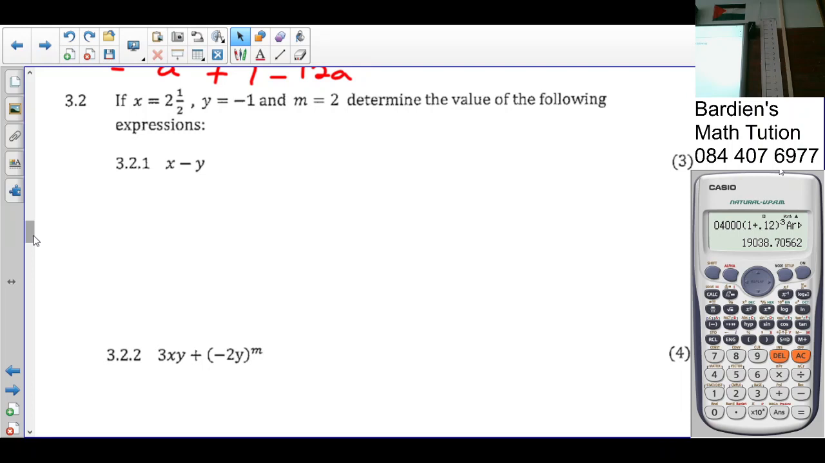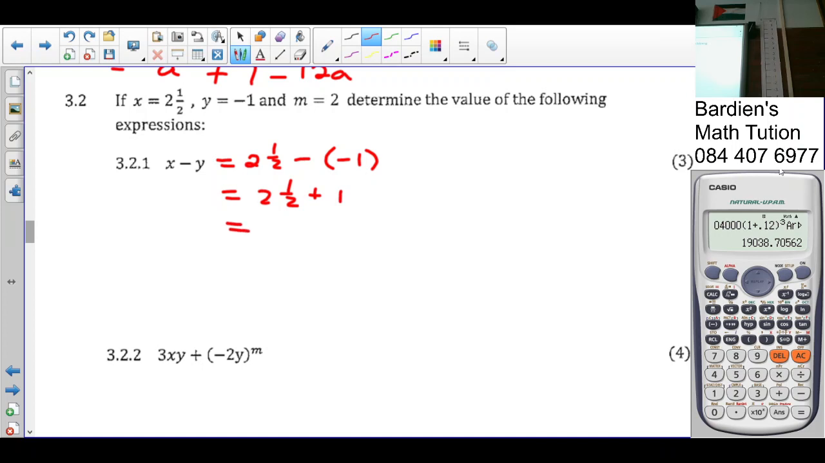Okay? So, x is what? 2.5 minus negative 1. Why do I have a bracket here over the negative 1? Because the negative times the negative has to be a positive. Okay, so it's going to be 2.5 plus 1. And what is 2.5 plus 1? 3.5. Okay, you all agree with that?